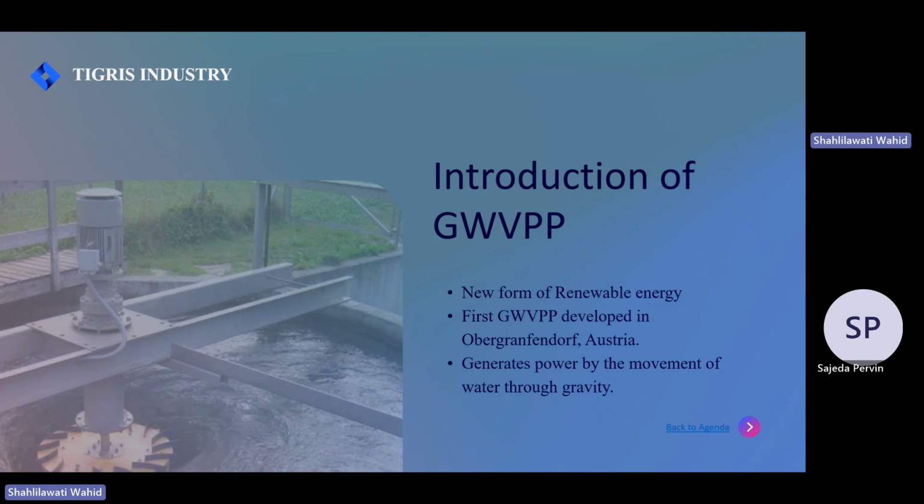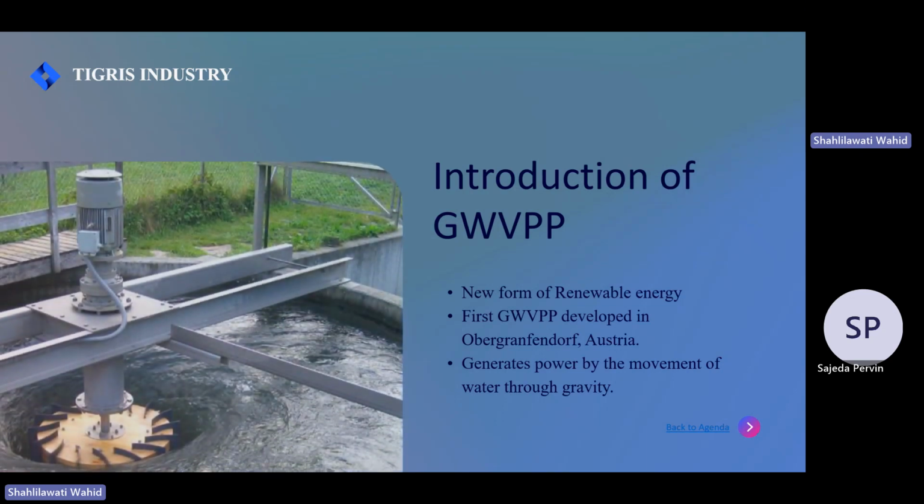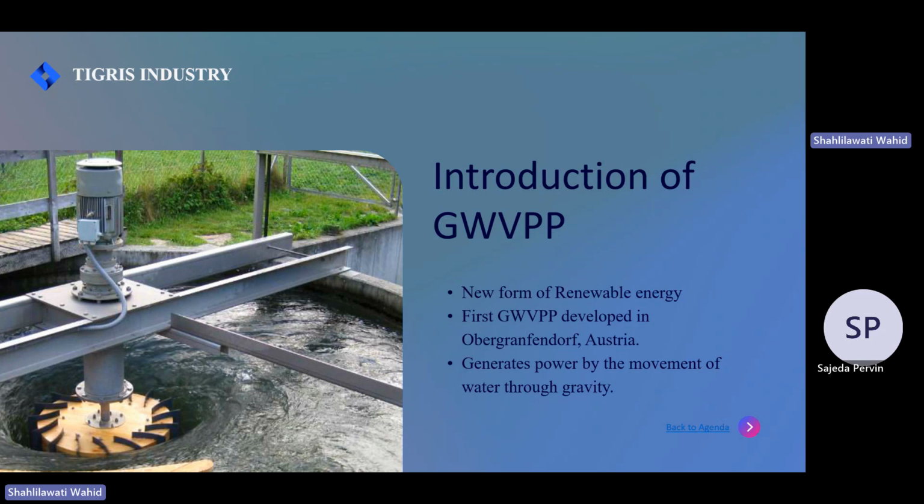So a GWPPP is a new form of renewable energy that was first developed in Obergrafendorf in Austria, and it generates power by the movement of water through gravity in a dome-shaped bowl where a vortex will be formed, which then turns the turbines.